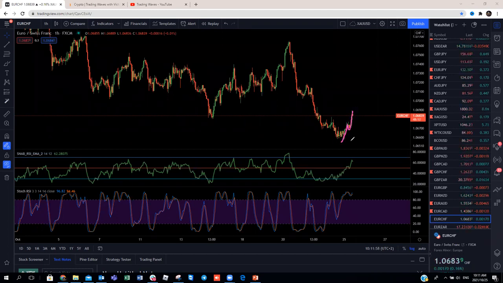That is a three-wave pullback on Euro Chief. Looking for this to continue to the downside. We may get this. Let's do it again. We may get this one pulling down like this and giving us a structure like this. That will be a nice WXY corrective structure to sell this one again to the downside.